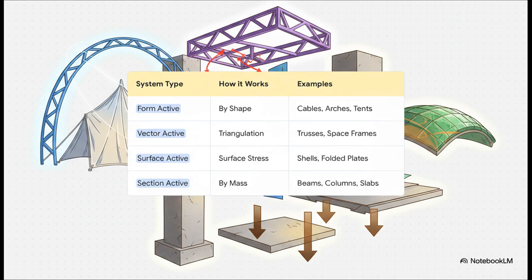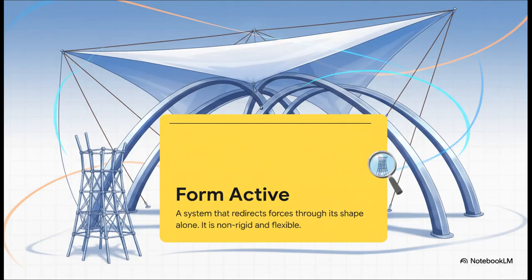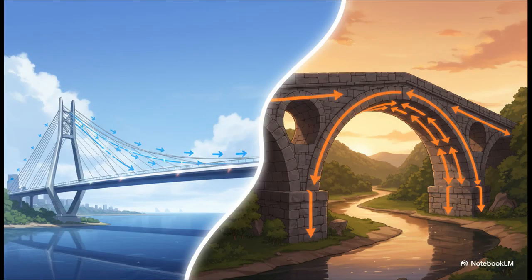Let's break them down. First up, we've got form active. These structures are all about their shape. They're actually flexible, and they use their specific curve or line to channel forces perfectly. You see, they aren't strong because they're rigid, they're strong because they're incredibly smart. Just think of a suspension bridge, right? Its massive cables are in what's called pure tension. They're just pulling. Or picture a classic stone arch, where every single stone is in pure compression. They're all just pushing against each other. It is just elegance in action.